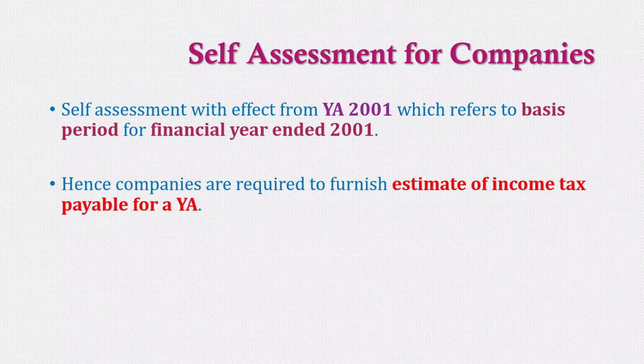Okay, for the category of corporate taxpayer, the self-assessment has begun since YA 2001, year of assessment 2001. So meaning in 2001, the basis period for YA 2001 would be any financial year ended 2001. If you still can recall, the basis period or basis year for a company is following the financial year of the business. Okay, because the financial year of the business can end in any month during the calendar.